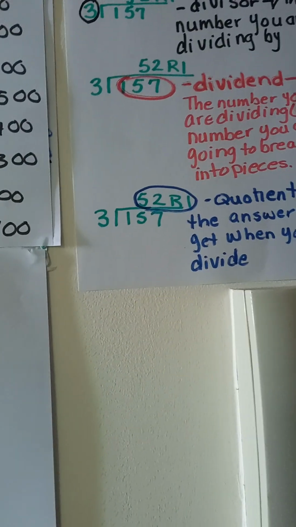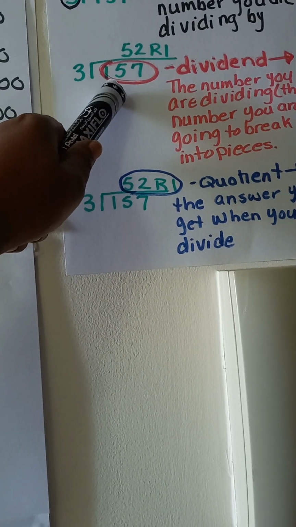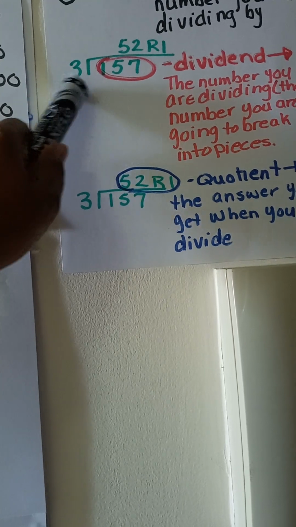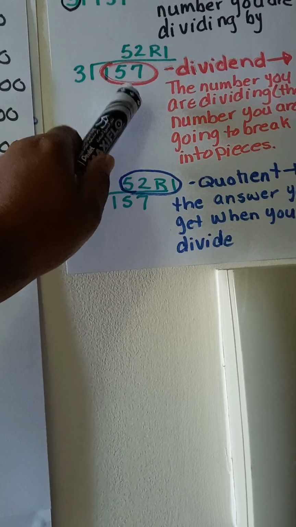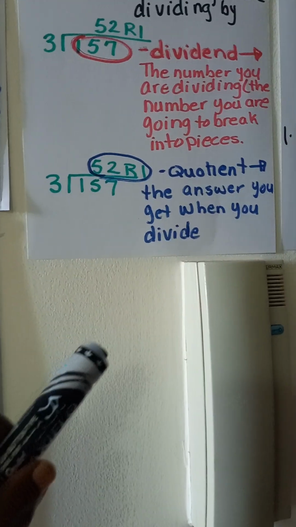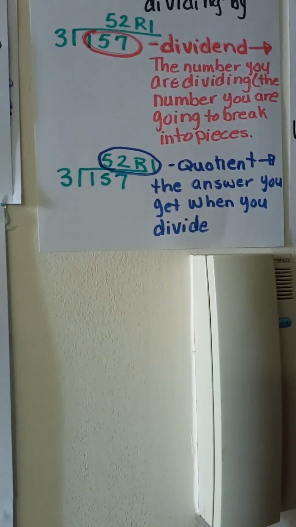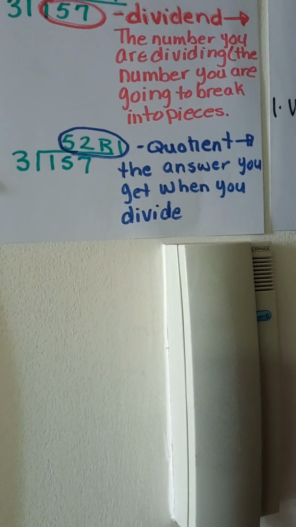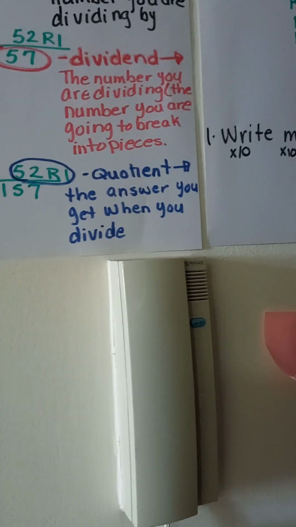We're going to break this number into smaller pieces using this. So this is our dividend, the number we're going to break into smaller pieces. Our next vocabulary word is a quotient. And the quotient goes on top of our division bar, and it's the answer that we get when we divide.